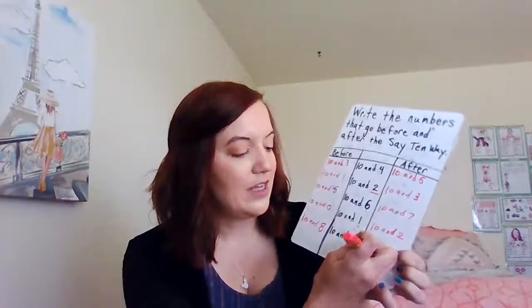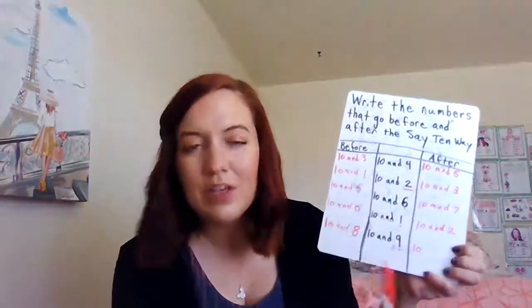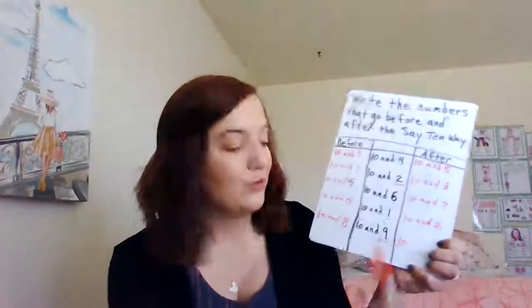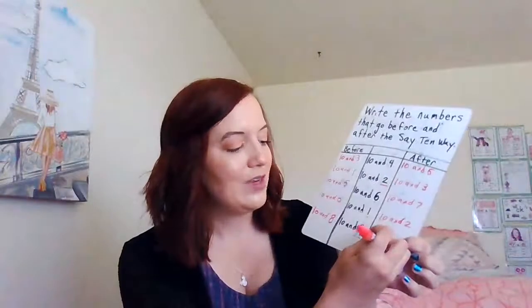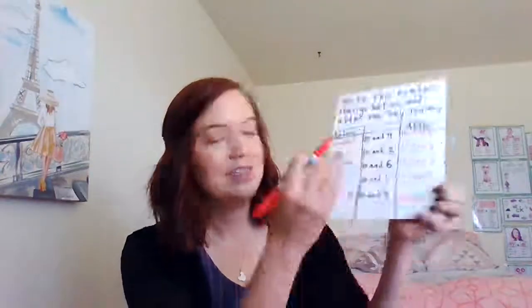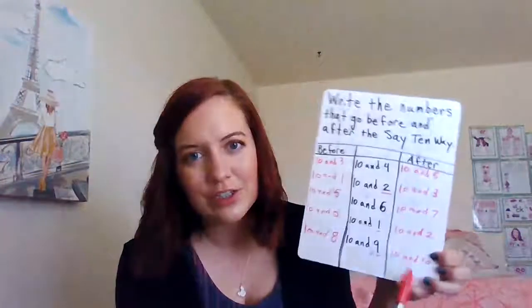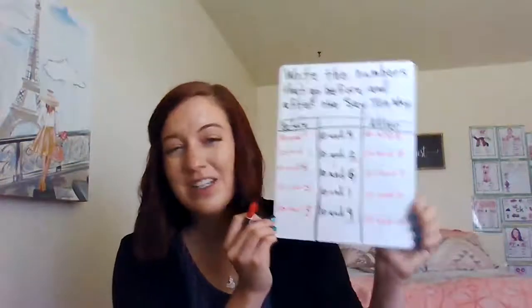And then this one's tricky because we know that 10 and 10 makes 20. So if you put 20 and 0, that's fine by me. But we can also look at this as 10 and another group of 10. So that one's kind of tricky. 20 gets a little tricky when we count the say 10 way. So I'm fine if you wrote 20 and 0, okay?